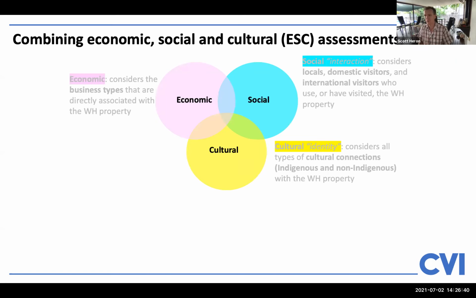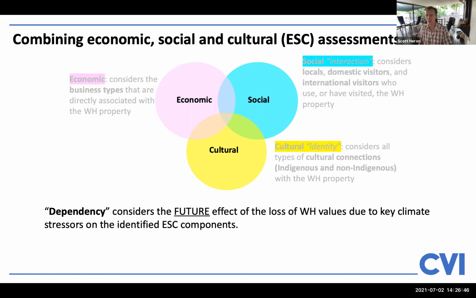So what do we do with these economic, social, and cultural pieces? For each of these, we assess the dependency upon the key values here. So we look at the future effect of the loss of World Heritage values due to the key climate stresses on the economic, social, and cultural elements. So this is looking and saying, how much loss could there be going forwards? Or perhaps how much gain could there be because of climate impacts on World Heritage values?